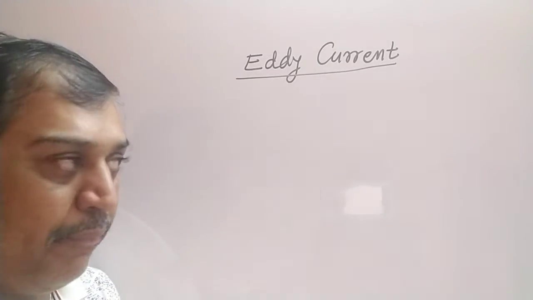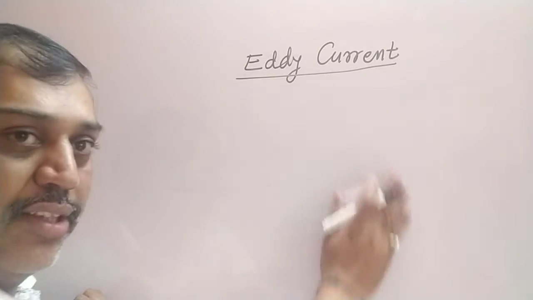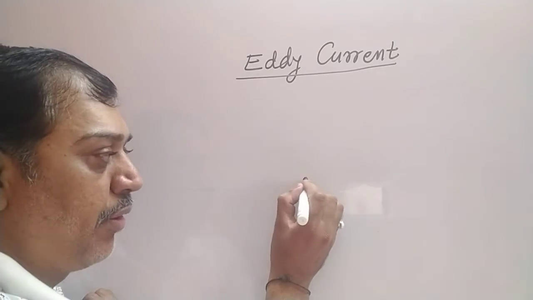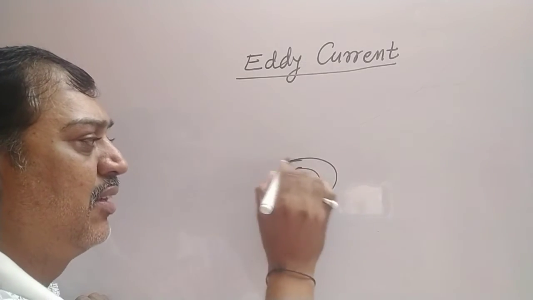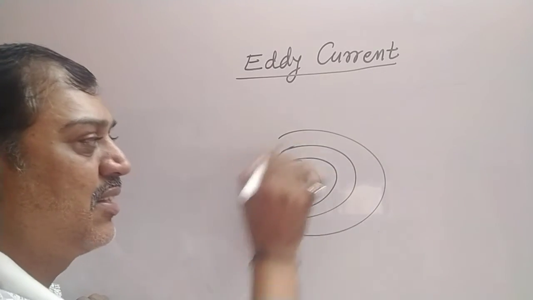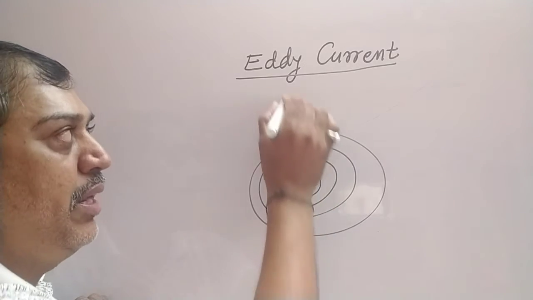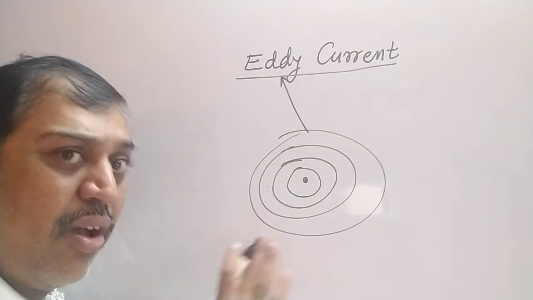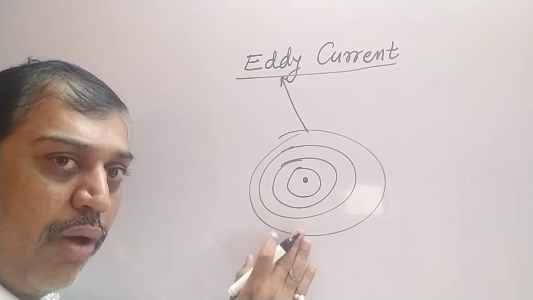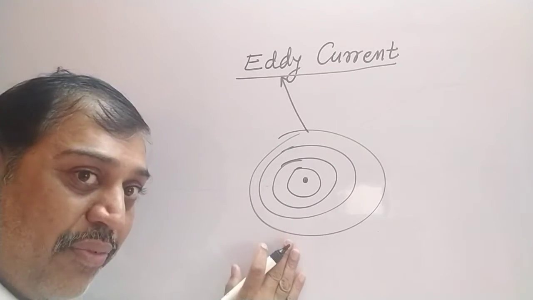Suppose we have water. When we drop a stone here, what will occur? It will produce circular waves like this. They are moving toward the edges. These circular waves are said to be eddies, or whirlpools, on the water surface.